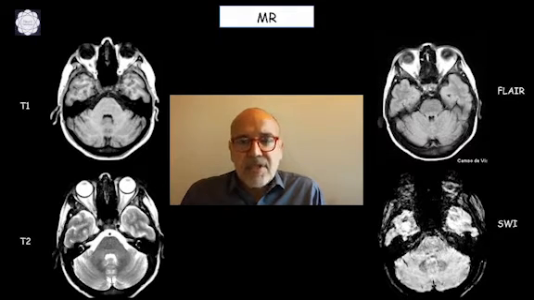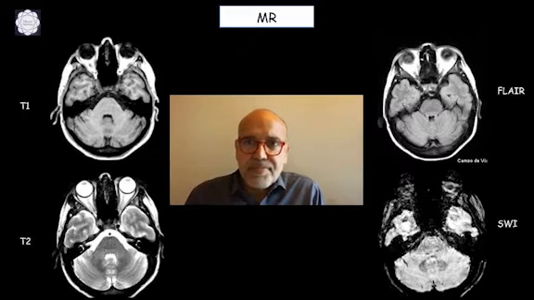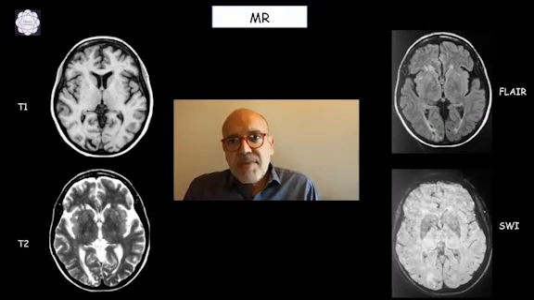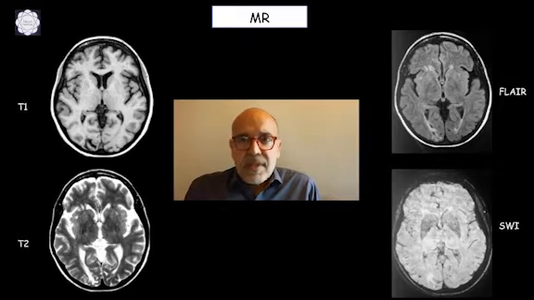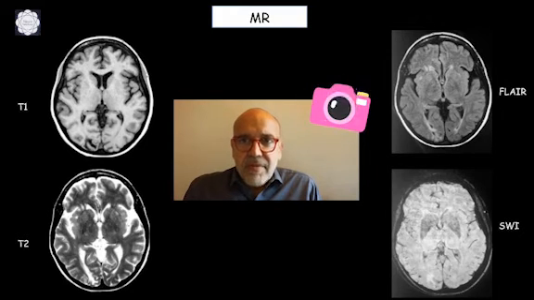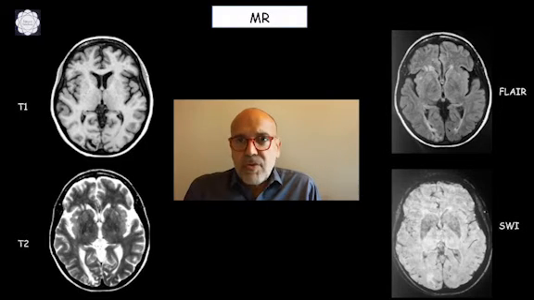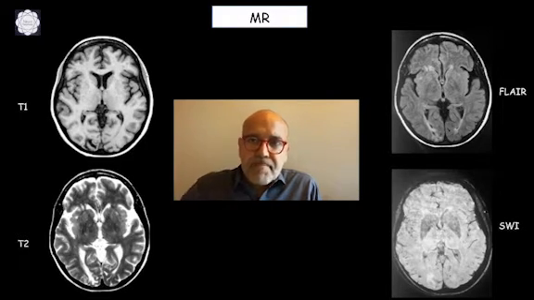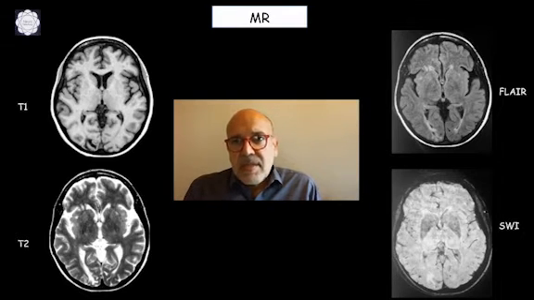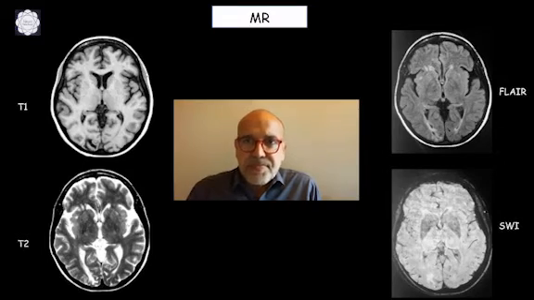And these are the images of the posterior fossa. You have the T1, T2, FLAIR, and SWI. Here you have the images of the supratentorial level, the same sequences. You can see here a sequela at the right occipital pole. This is a sequela of the PLASE syndrome. There are some punctate non-specific hyperintensities at the white matter.